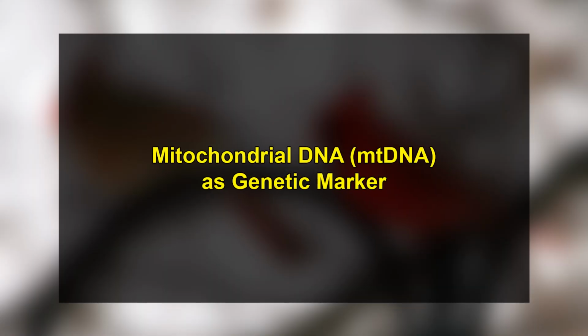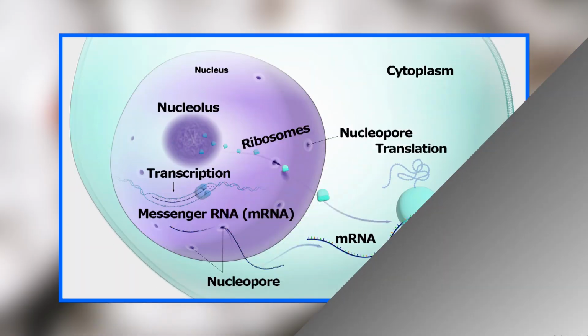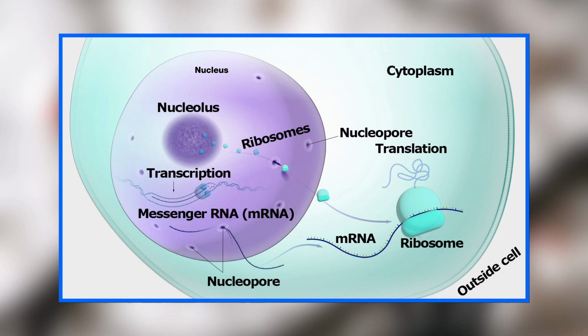Dear students, let's discuss the mitochondrial DNA, that is mtDNA, as genetic marker. Mitochondrial DNA is an extrachromosomal genome in the cell mitochondria that resides outside of the nucleus and is inherited from mother with no paternal contribution.